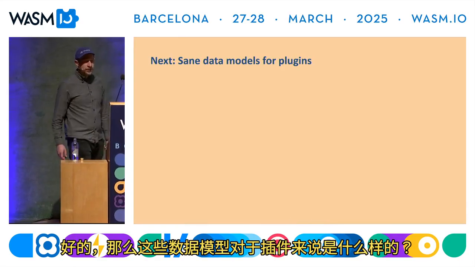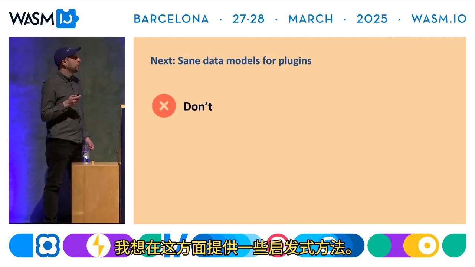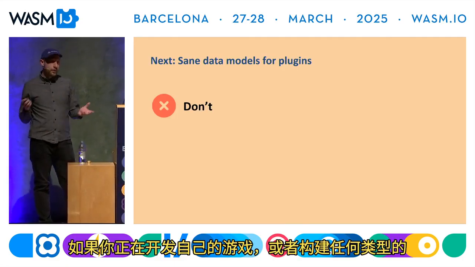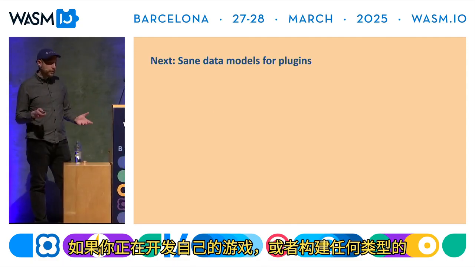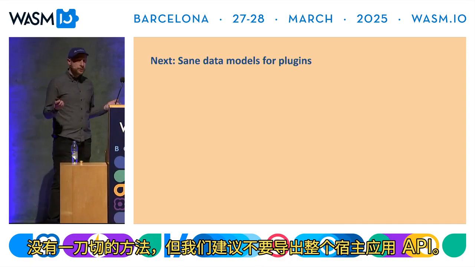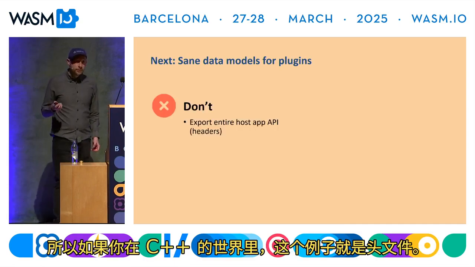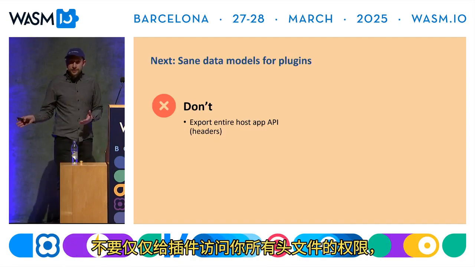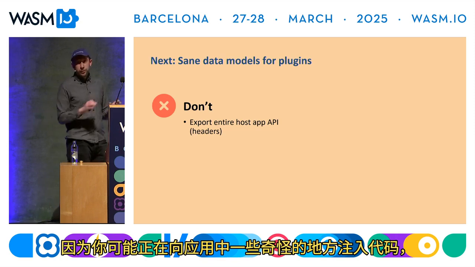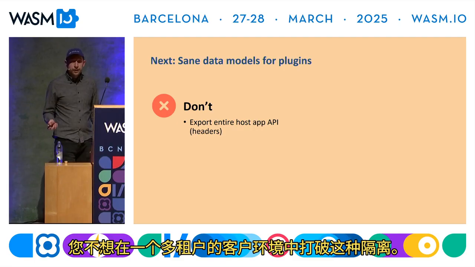OK, so what do those kinds of data models look like for plugins? I'd like to give some heuristics on that. If you're building your own game, building your own kind of 3D app of any kind, what kind of data do you want to share with the plugin? There's no one-size-fits-all approach, but we'd recommend not exporting entire host app APIs. So if you're in C++ land, the example of this is headers. Don't just give plugins access to all of your headers, because you're probably injecting into weird places in your app that you've got state assumptions that you don't want to break through a multi-tenant kind of guest.